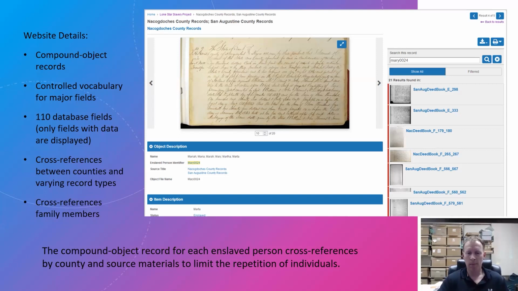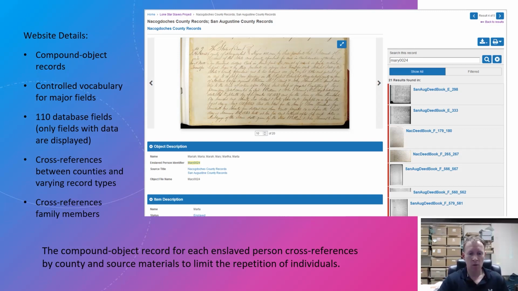It's got some minor glitches, this and that, but what you see here is Mary's compound object page in the project, and you can see along the right margin all the different records, the images of the different records she's in. I have controlled vocabulary, so you can search to see the names of family members if any of them are named, and there's a lot of different ways you can cross-reference and search.